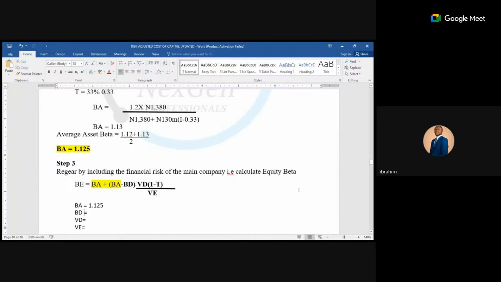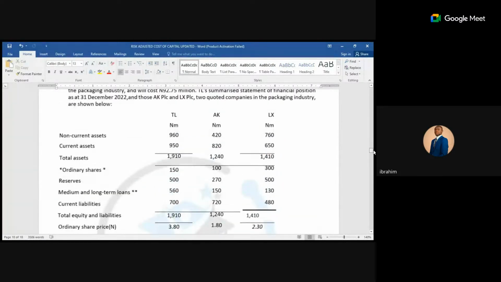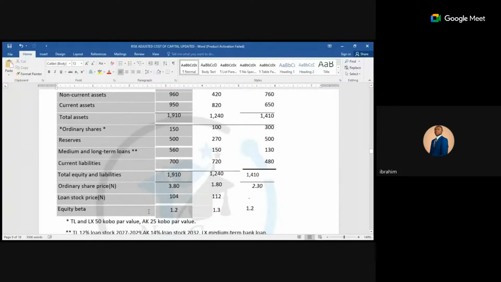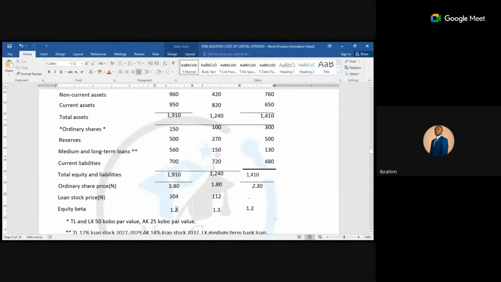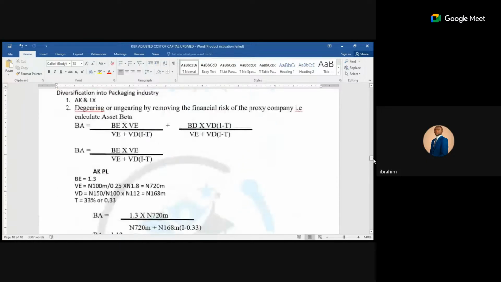So let's check. Is the beta debt of the main company given to us in this question? Can you see this is the main company, right? Did you see anything on beta debt? I guess no. Beta debt is not given. If it is given, it would have been stated somewhere here. So the beta debt will be equals to what? This will be 0. So what will be the value of debt of the main company?